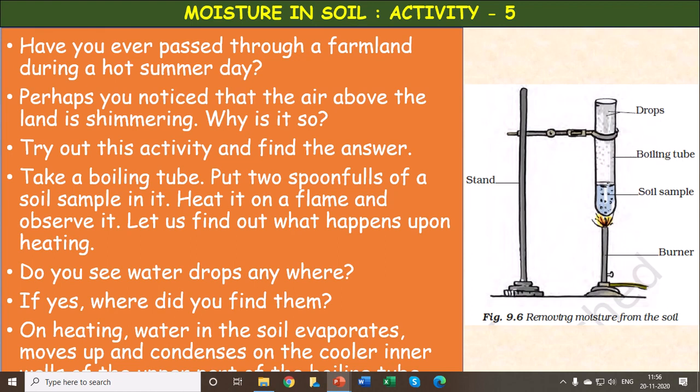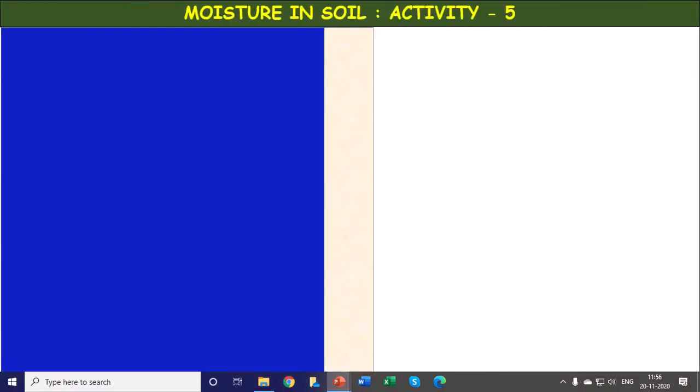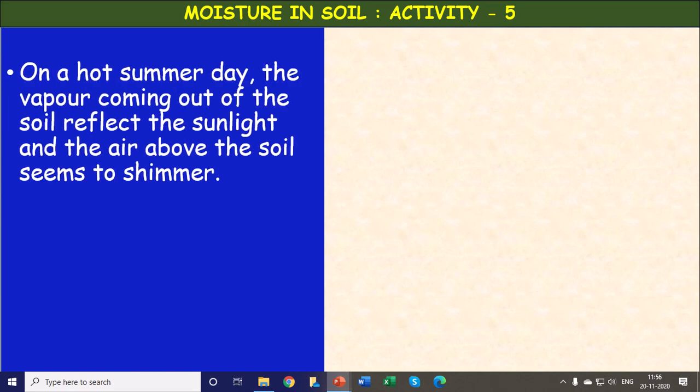So the soil sample we have taken and we heated it. When we heat it, the water present in that soil sample gets evaporated and accumulates in the form of droplets, vapor. Next, on a hot summer day, the same thing happens. On a hot summer day, the vapor coming out of the soil reflects the sunlight and the air above the soil seems to shimmer.